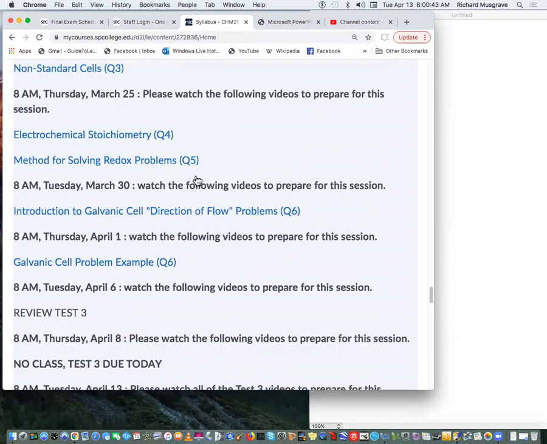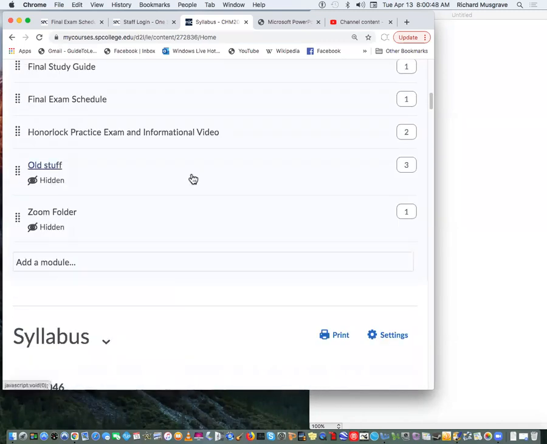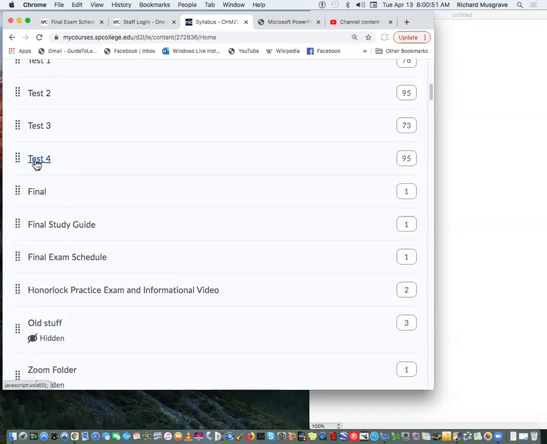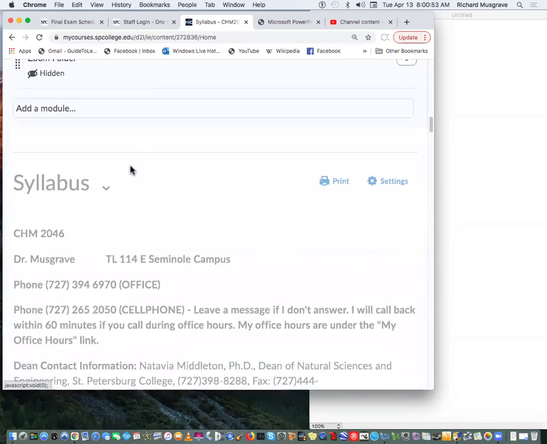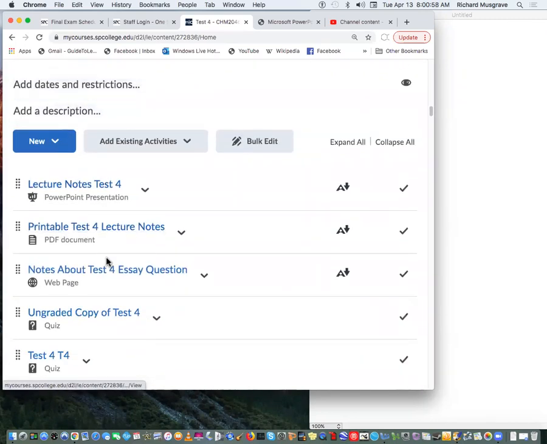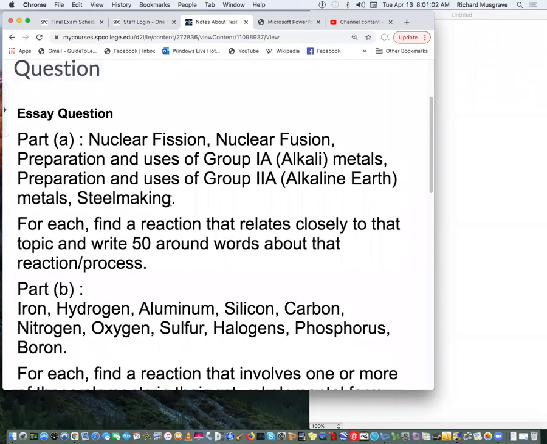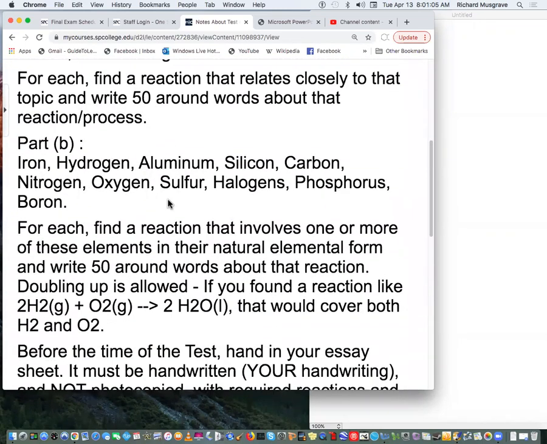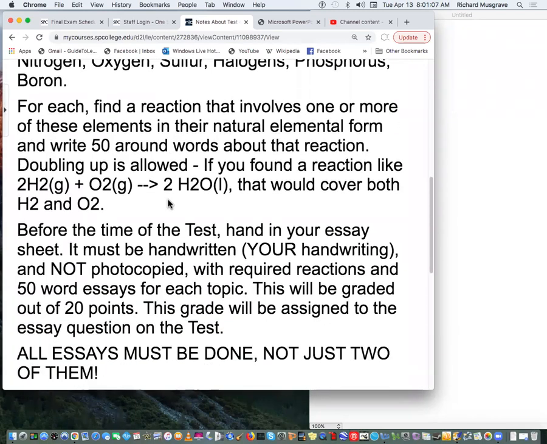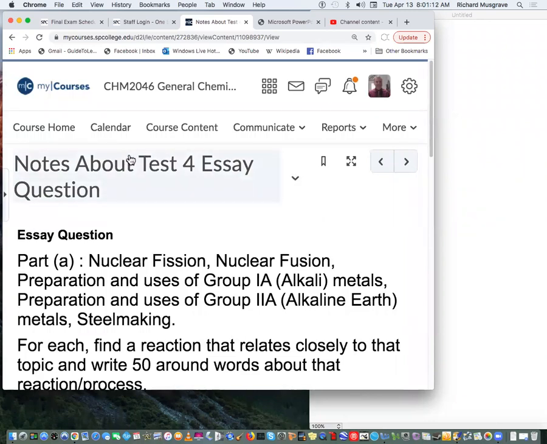There is an essay question associated with test 4 as well as a units quiz. So make sure you're aware of those. Those can be done anytime, and you probably should get on them earlier rather than later. The notes about the essay question are here in the test 4 folder, and you can read about those details. Take a look at them. If you have any questions, let me know. We can talk about them during another class before test 4 is due.